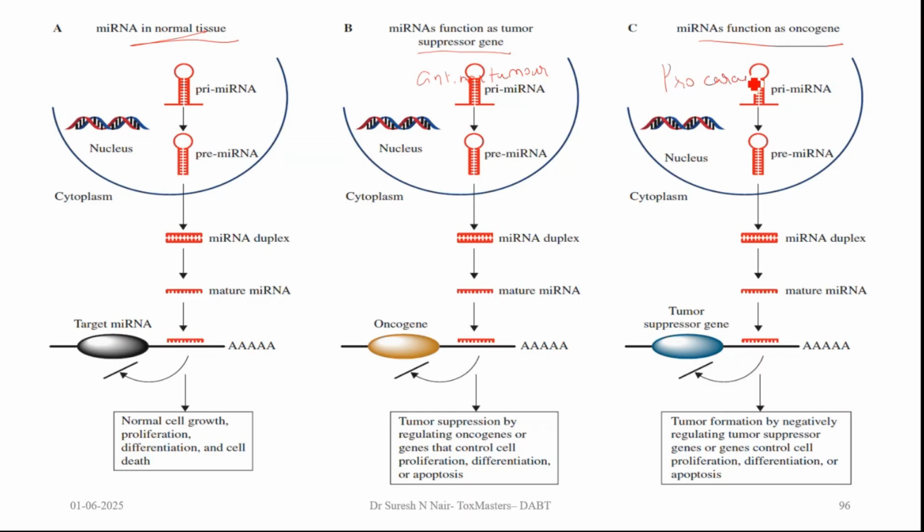pro-carcinogenic miRNA. So, as I previously mentioned, there exists a balance between these two, the anti-tumor and the pro-carcinogenic miRNA. And when this is disturbed, that is when the anti-tumor is decreased and pro-carcinogenic miRNAs are elevated, that will lead to the development of the tumor or the carcinogenesis process.